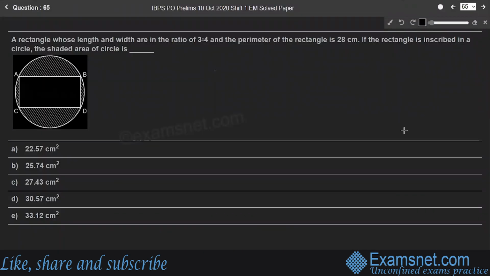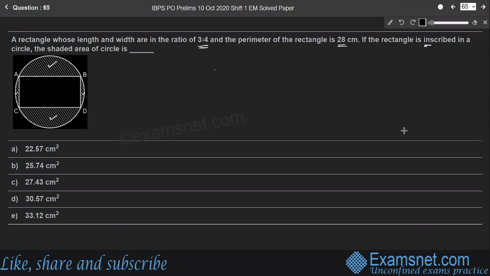Question 65. A rectangle whose length and width are in the ratio 3:4 and the perimeter of the rectangle is 28 centimeter. If the rectangle is inscribed in a circle, the shaded area of the circle is. Here students, we need to find the shaded area of the circle, these parts.